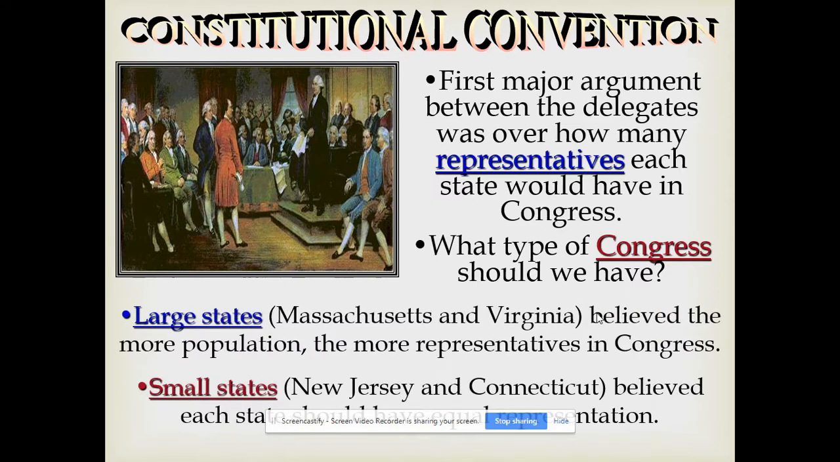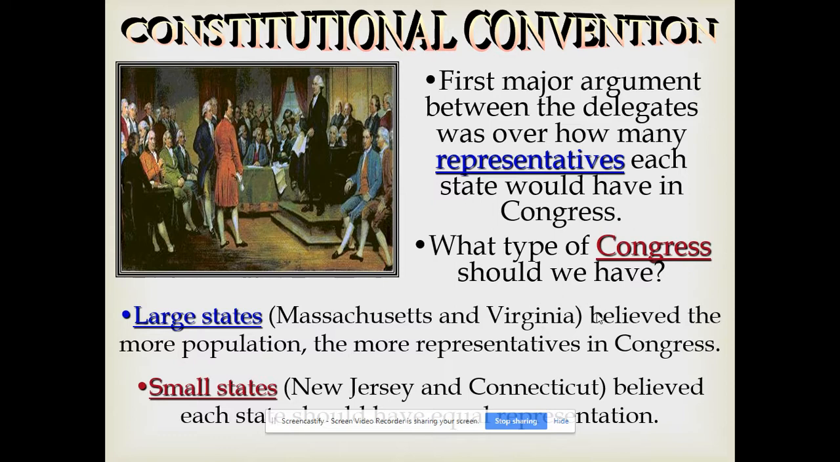And so this is what's called the Connecticut Compromise, or the Great Compromise, at the Constitutional Convention. Large states such as Massachusetts and Virginia argued that you should have representation based on population in Congress. So, hey, we're a bigger state, we should have a bigger say. That's fair. Small states were like, well, we don't want to be dominated by the larger states, so we should have equal representation.